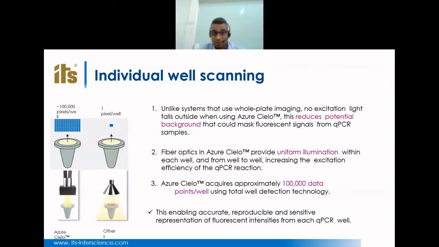So it's designed in a way that it ensures each well is evenly illuminated, and none of this excitation light falls outside of the well. This reduces background noise. Also, in each and every one of these wells, the machine is actually collecting close to 100,000 data points. Most other machines in the market now make do with maybe one data point per well. So again, this is going to translate to a very high sensitivity.